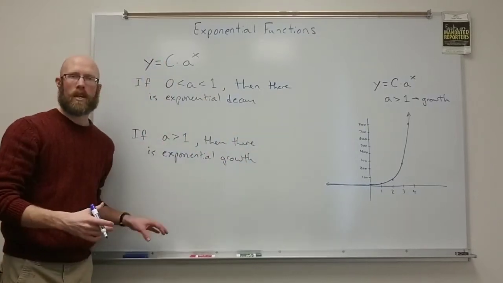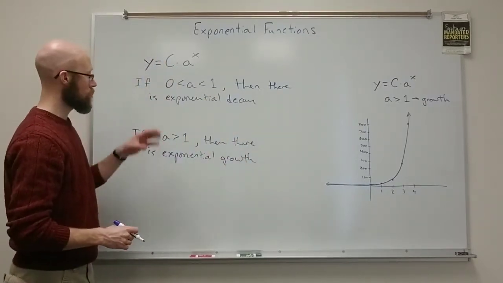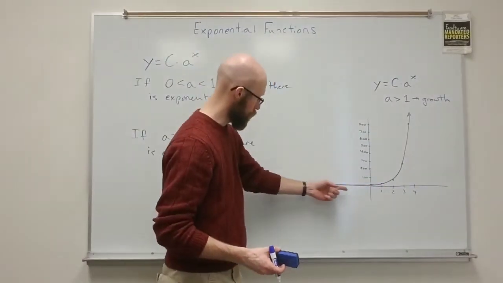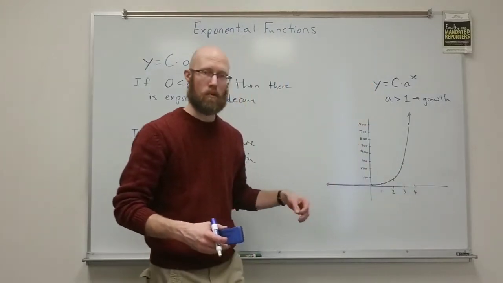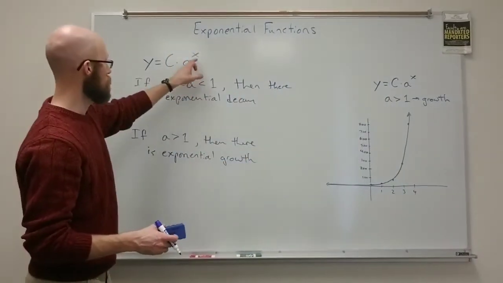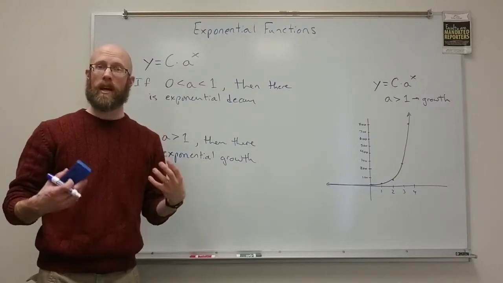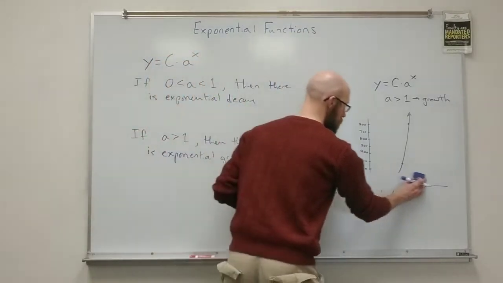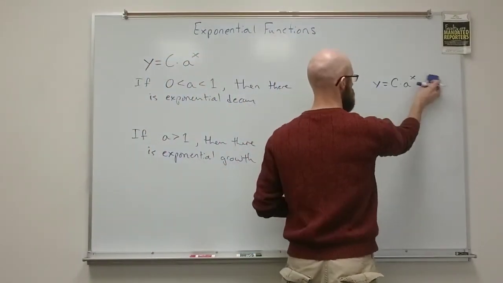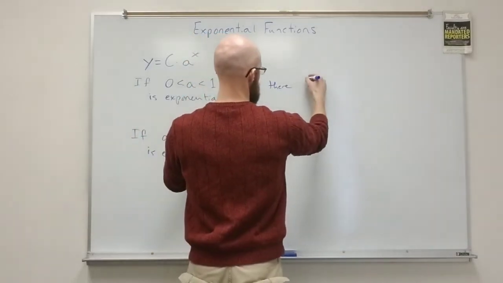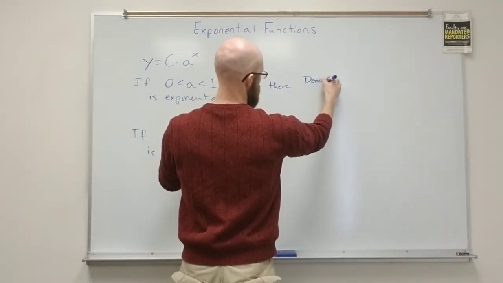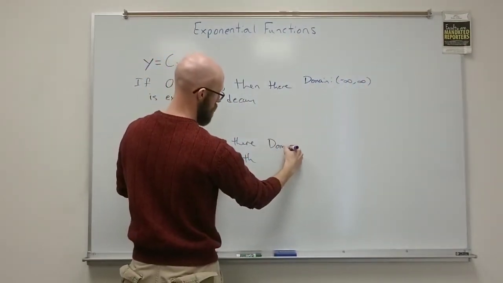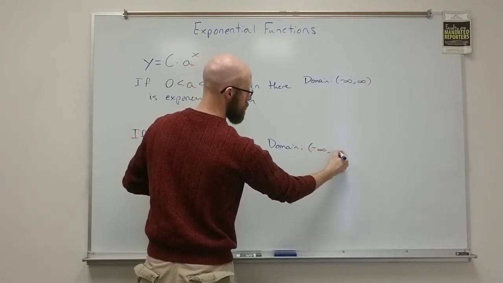Now, each of these situations have their own properties. First of all, both of them will have all real number domain. Obviously, you can plug in negatives, you can plug in positives, you can plug in decimals, fractions, whatever. You can always plug stuff into an exponent and calculate what that value is. So we would say that the domains of each are all real numbers. So here, the domain is all real numbers, and here, the domain is all real numbers.